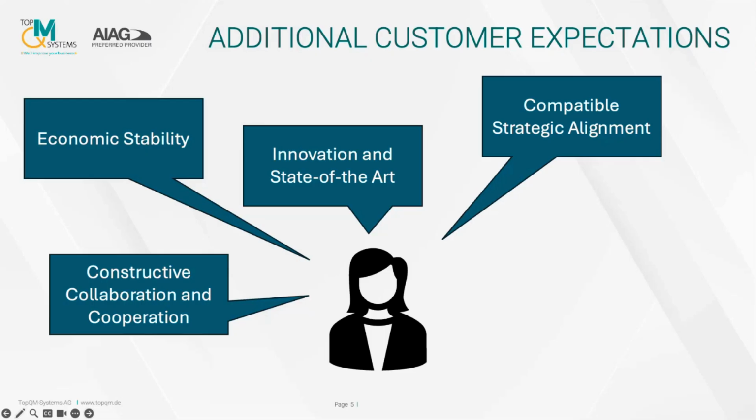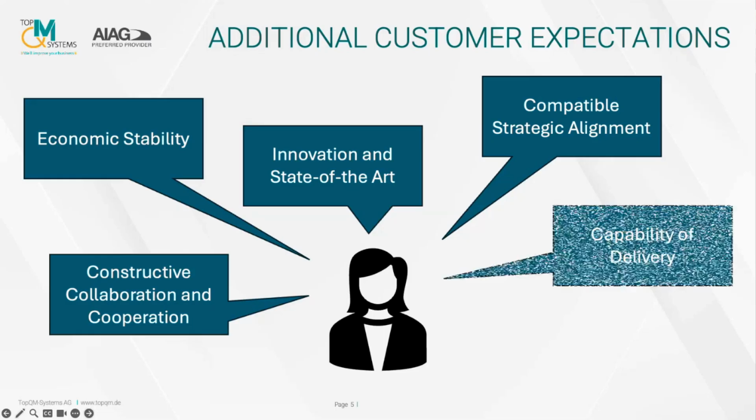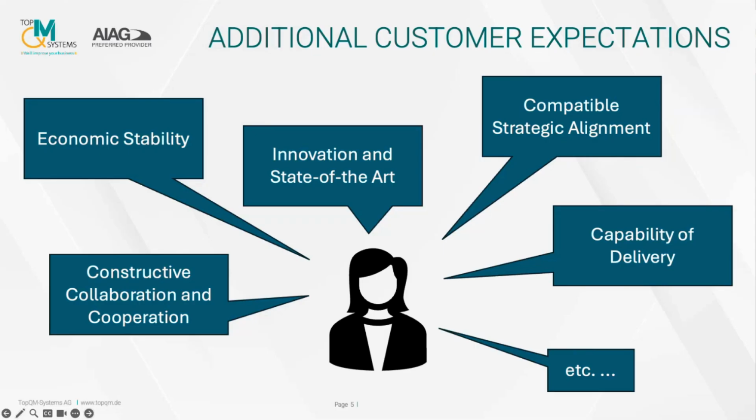Also important, for example, compatible strategic alignment of the supplier with my business as a customer, right? And obviously, things such as capability of delivery, those topics are probably extremely important. Obviously, there are others which we could consider. They might also depend very much on your specific business. So this is just some kind of a taste of what we should be considering as customers as far as our own expectations go.